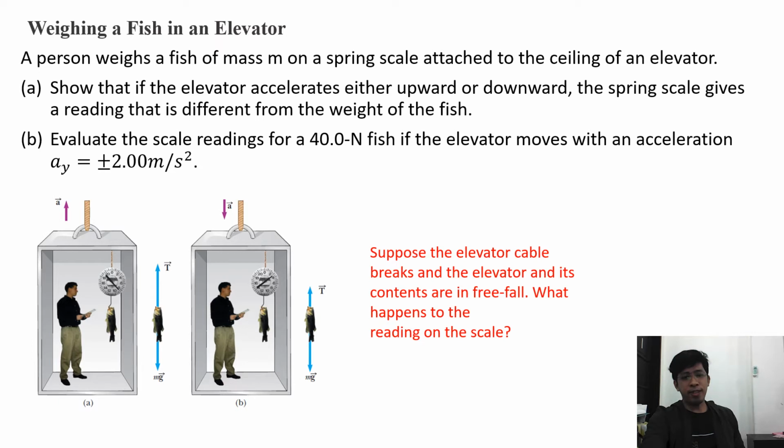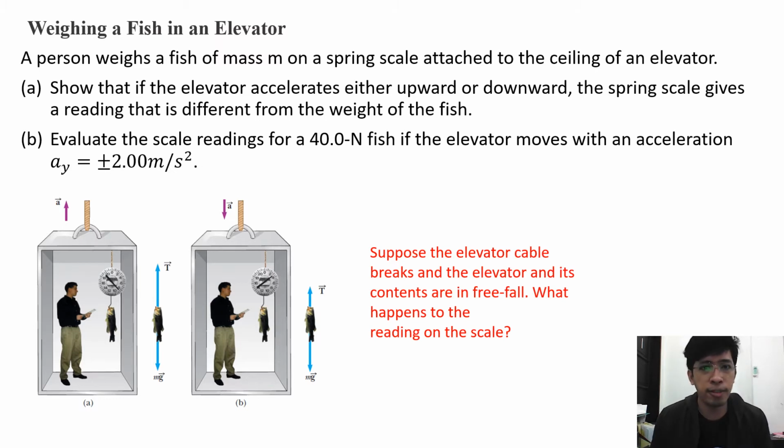Let's have an example. This is about weighing a fish in an elevator. Let's say you're a fish vendor, and you want to sell your fish in a crazy place, like, for example, an elevator. Let's say you're selling the fish in a condominium, and of course the condominium has an elevator. But you take note that your elevator moves upward and it goes downward. Okay, now for the problem.